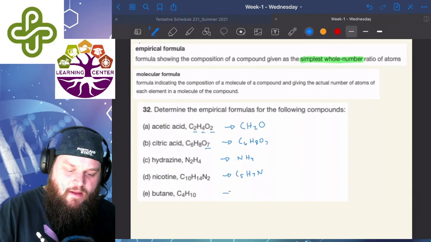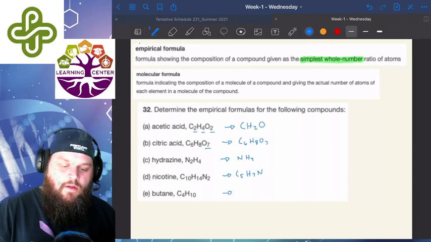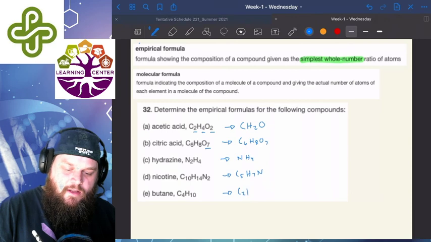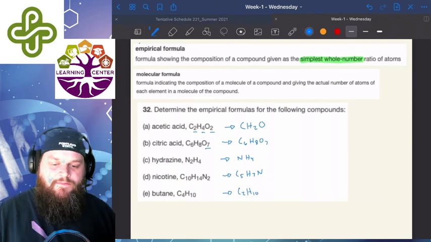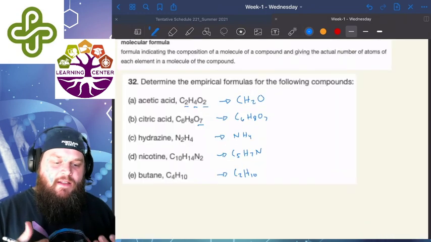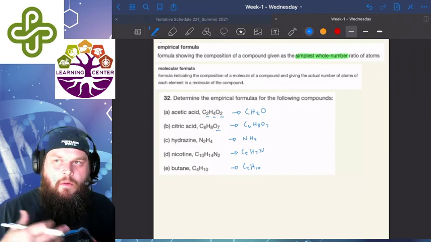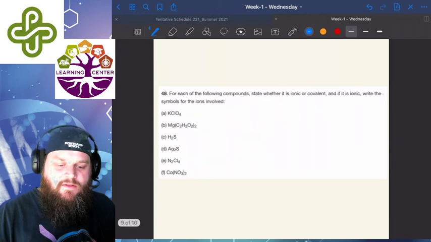And butane, C4H10, common factor of 2, leaving us with C2H5. And I lied to you earlier, there's actually one more thing, but this is the basic idea behind empirical formulas, and you can scale that up to find a molecular formula if you know the mass ratios, which we can talk about in a week or so.